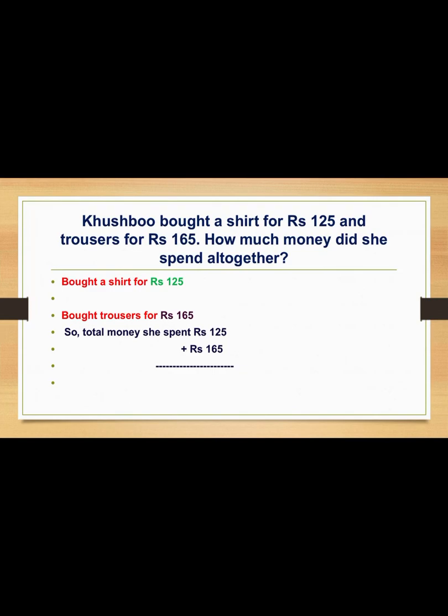Another sum for you. Khushbu bought a shirt for rupees 125 and trousers for rupees 165. How much money did she spend altogether? The key word here is altogether. That means you have to do addition. So the total money she spent is 125 plus 165 rupees. Do the sum, children, and tell the answer.